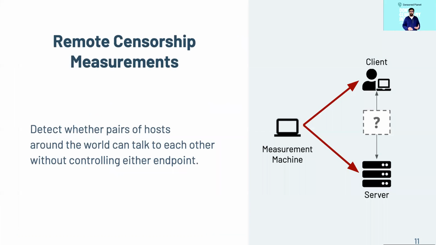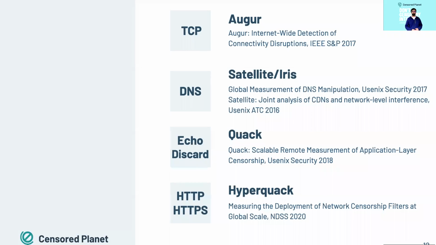Now, a recent promising line of work has paved the way for safer measurements that also achieve large scale. Using what are called remote measurements, these works try to infer if two devices on the internet can talk to each other without actually controlling either of these devices. For detecting each of the common methods of censorship implementation, a remote measurement technique has been proposed in recent years. We use these remote measurement techniques as the base for building Censored Planet.